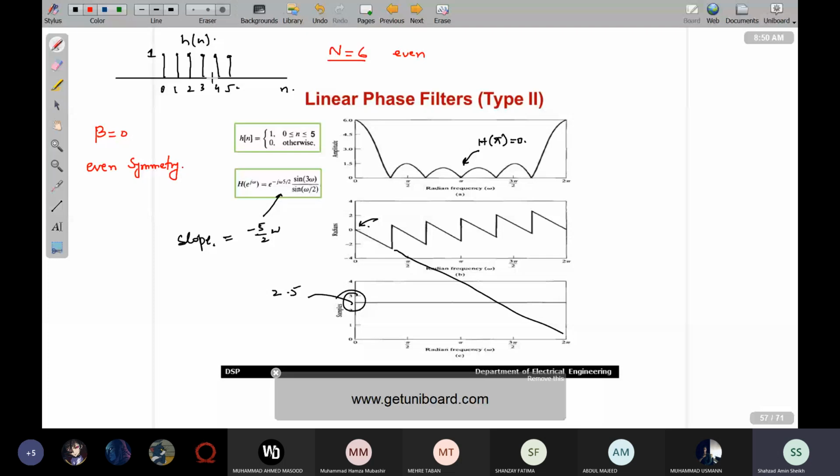So that's why we have 6 taps, and h of exponential j omega is equal to exponential minus j5 omega by 2 times sine 3 omega by sine omega by 2, and you can see that the center of symmetry is 2.5. So that's appearing in your phase response, minus 5 by 2 omega, and this time the slope of this phase response will be minus 5 by 2, minus 2.5, and as a result, when you get your group delay, you will get a group delay of 2.5.